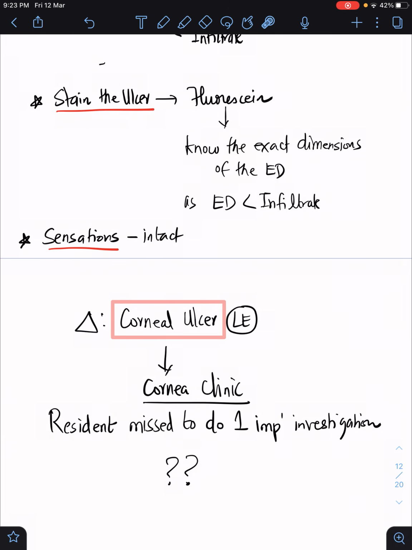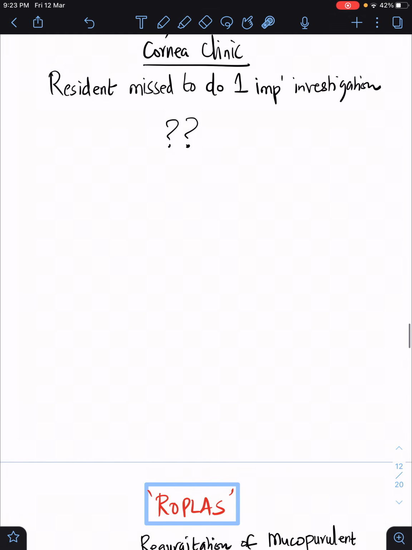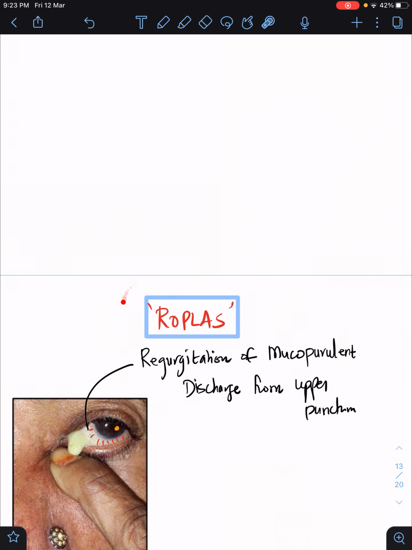What is that important investigation which he failed to do, which can cost him his exams, or even cost the patient's vision? That investigation is to do ROPLAS. What is ROPLAS? ROPLAS is regurgitation on pressure over the lacrimal apparatus, or lacrimal sac.